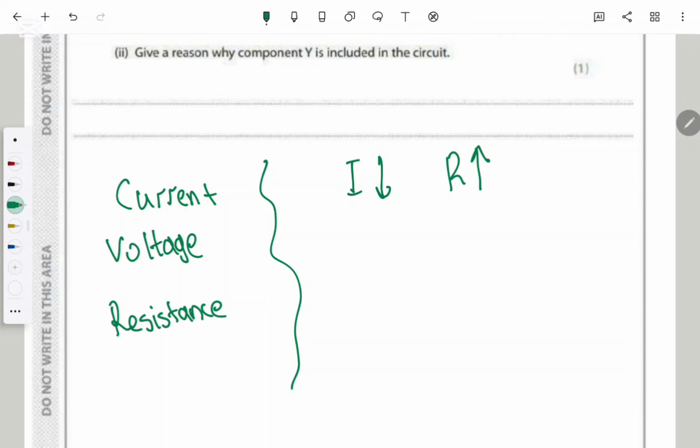Now the second relationship you need to understand is the relationship between the voltage and the resistance. When you make the resistance high, the voltage automatically becomes higher. Why? Because you're making it very difficult for the current to move through, so it needs more energy to move through, and the energy we always refer to as voltage.